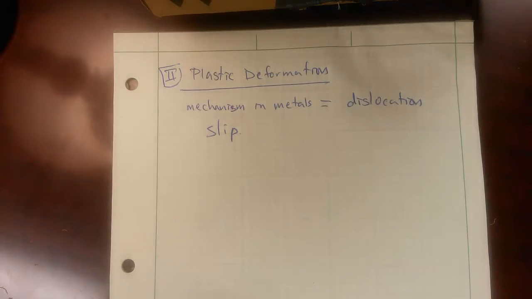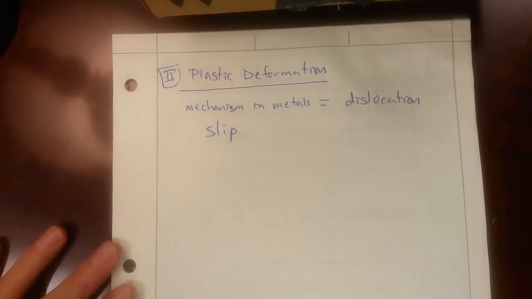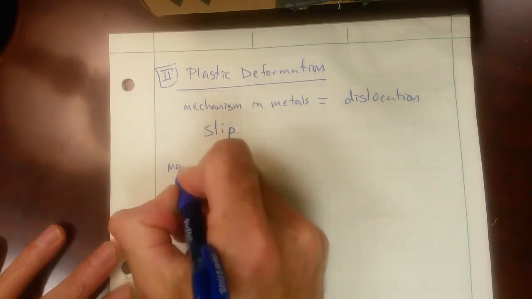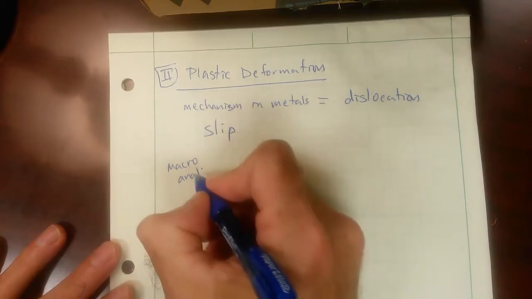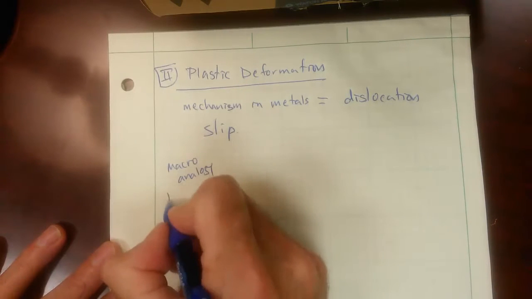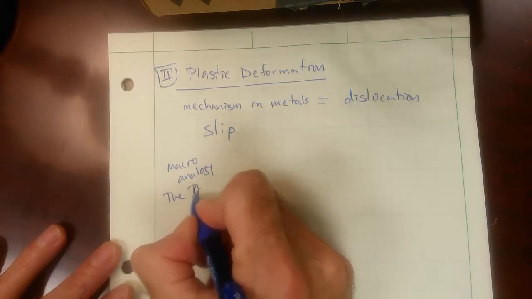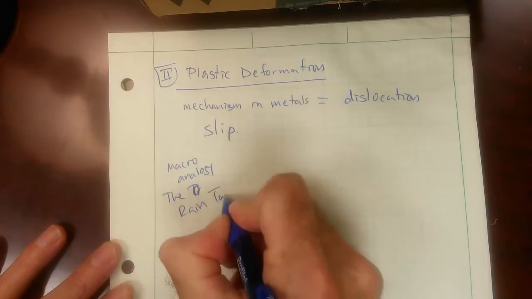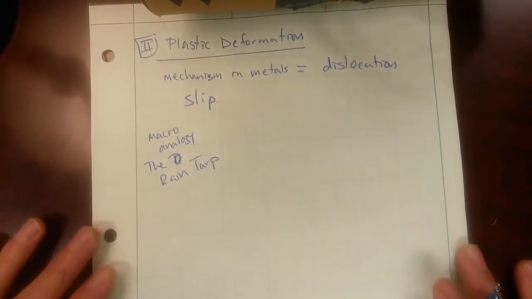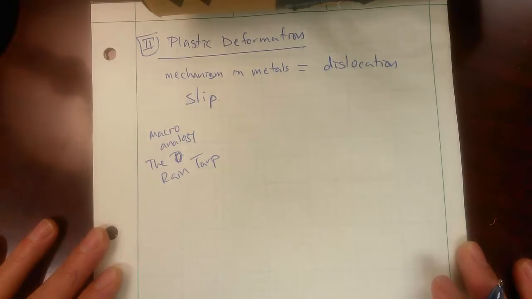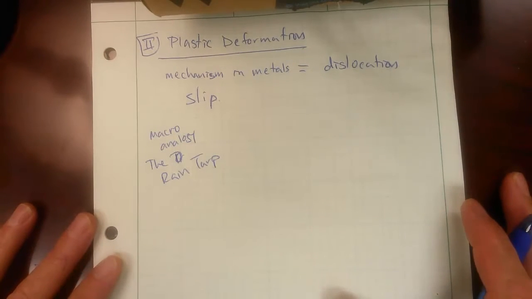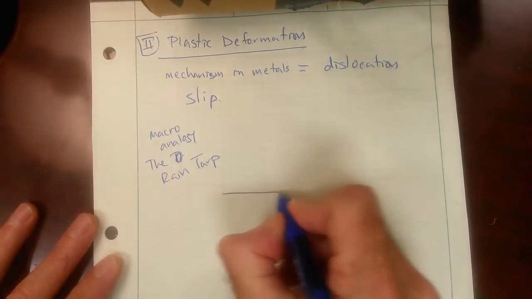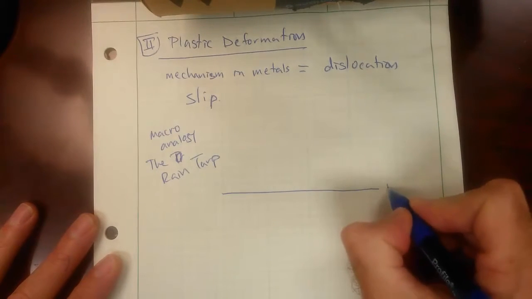Now it's kind of a weird thing to understand, so I'm going to give a macro analogy. And I'm going to talk about a rain tarp. So I was at a minor league baseball game, and it started to rain. And some dudes came out with a big piece of plastic to cover up the field. And here's the field, and let's say this is third base.